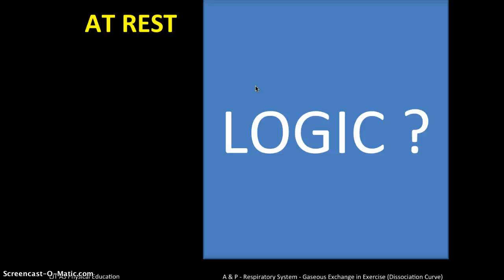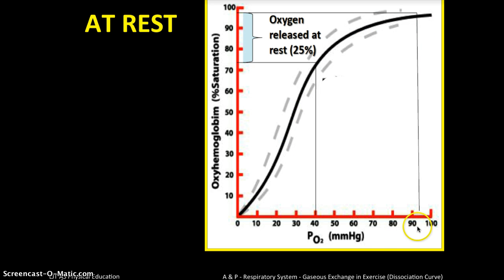So let's look at the logic. The logic is that at the alveoli, and we're going to go at rest to start with, so this graph will describe what happens at rest. At rest at the lungs, we know there's a high partial pressure of oxygen. Now, if we follow this line up, this describes how saturated hemoglobin is. This is the partial pressure, this is the percentage of saturation of hemoglobin. So where there's a high partial pressure, for example at the lungs, what we find is, going across, hemoglobin is practically fully saturated, nearly 100% full.